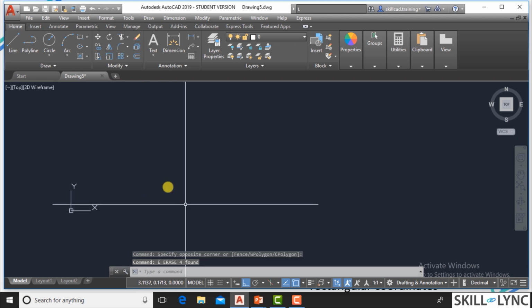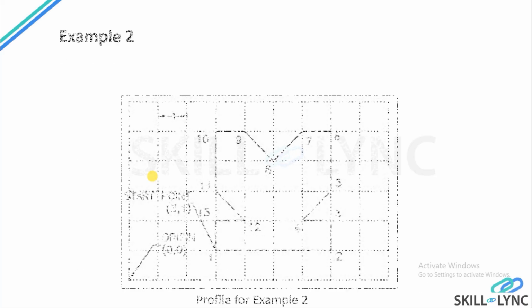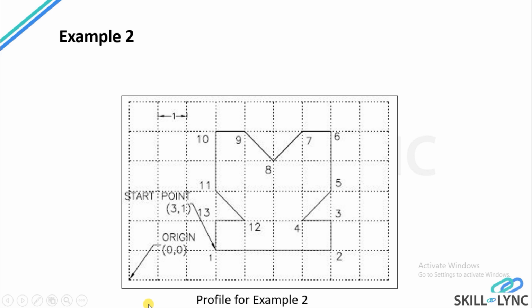You have delta x and delta y. So let's do an example over here. We have a total of 13 points. Now let's see how it works. Let's start with this. The first point is 3 comma 1.